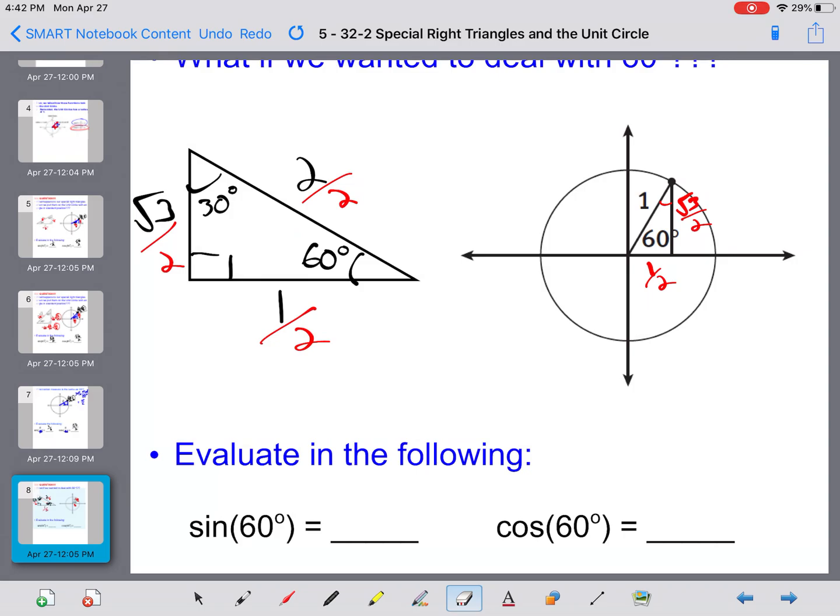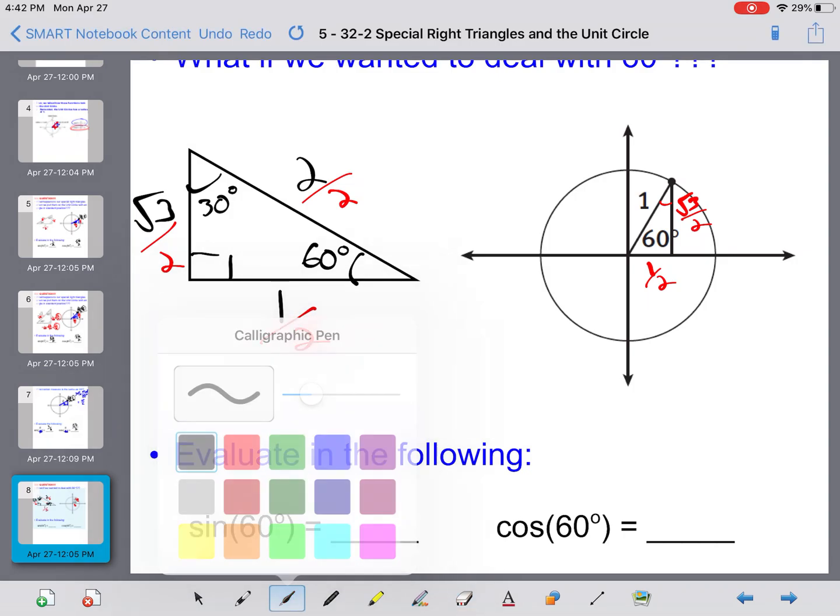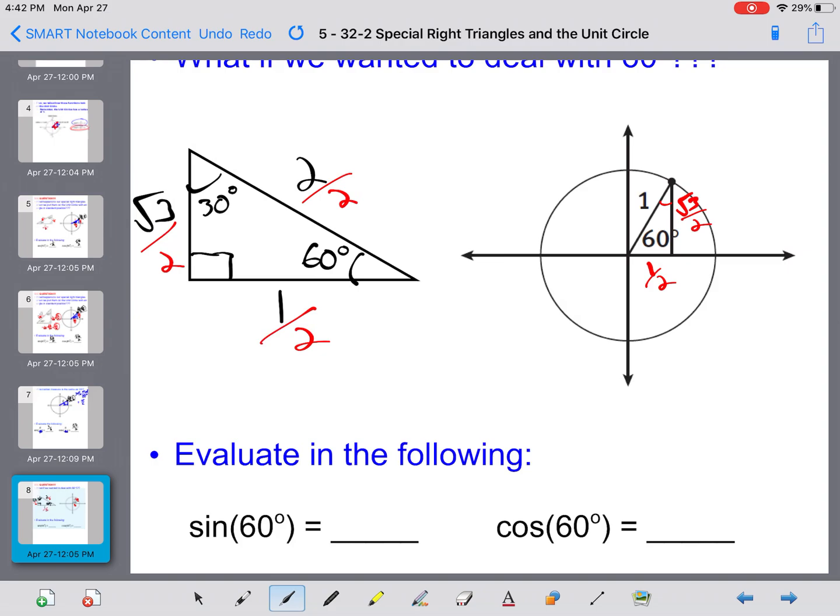So for the 60-degree angle in standard position, we have a point up here. The x value of that point is 1/2. The y value of that point is root 3 over 2. So when I ask for the cosine and sine of 60, the sine of 60 degrees is the y value, so that's root 3 over 2. The cosine of 60 degrees is the x value, which is 1/2.